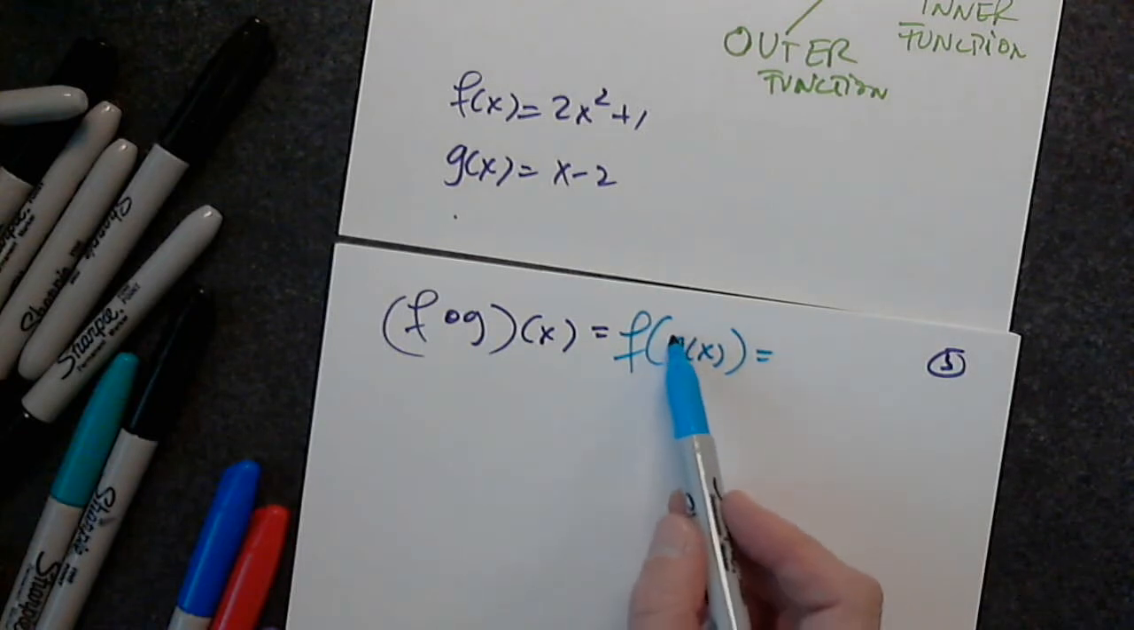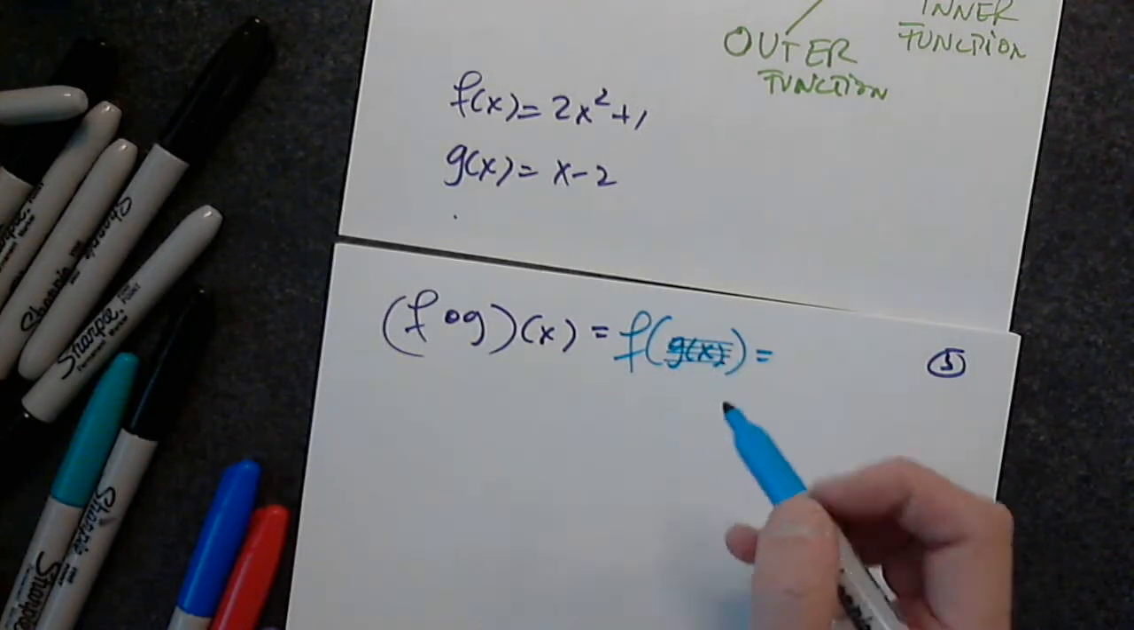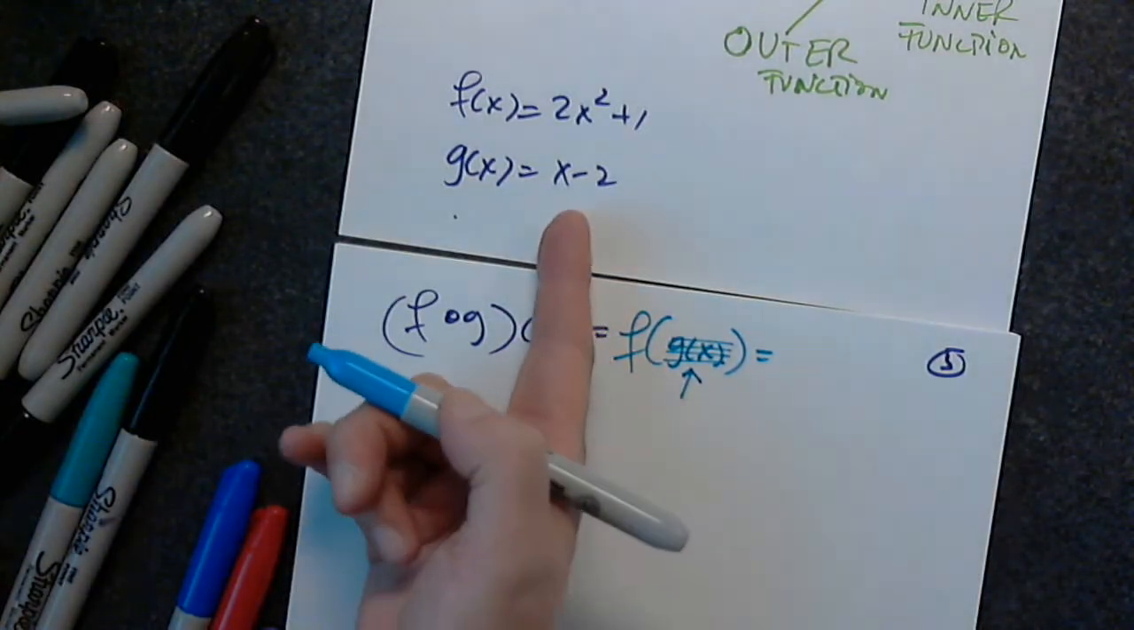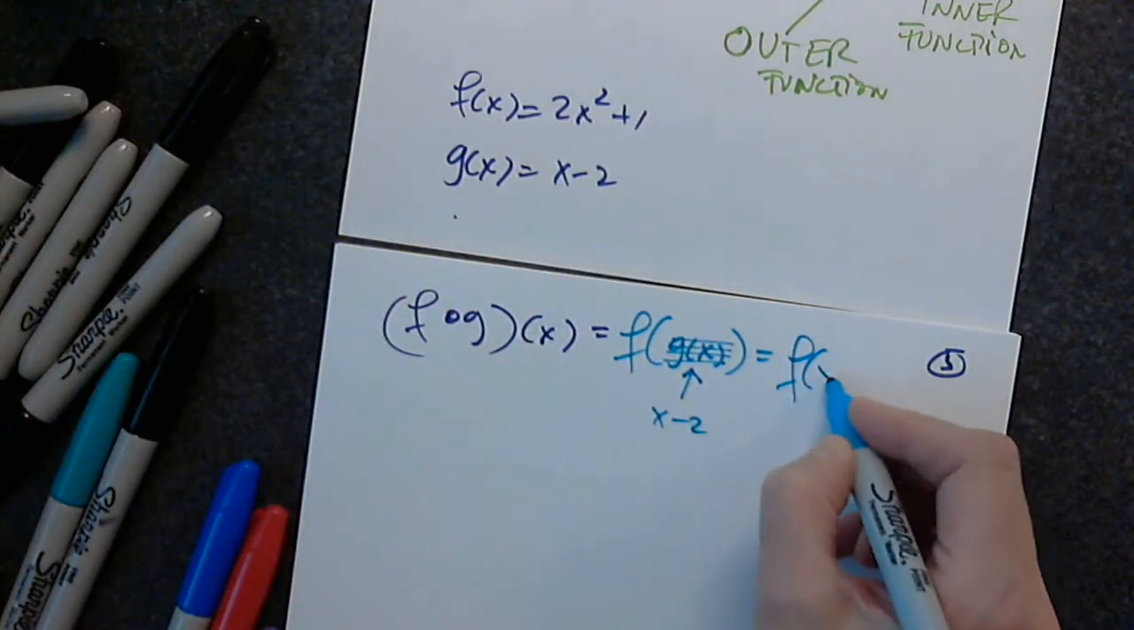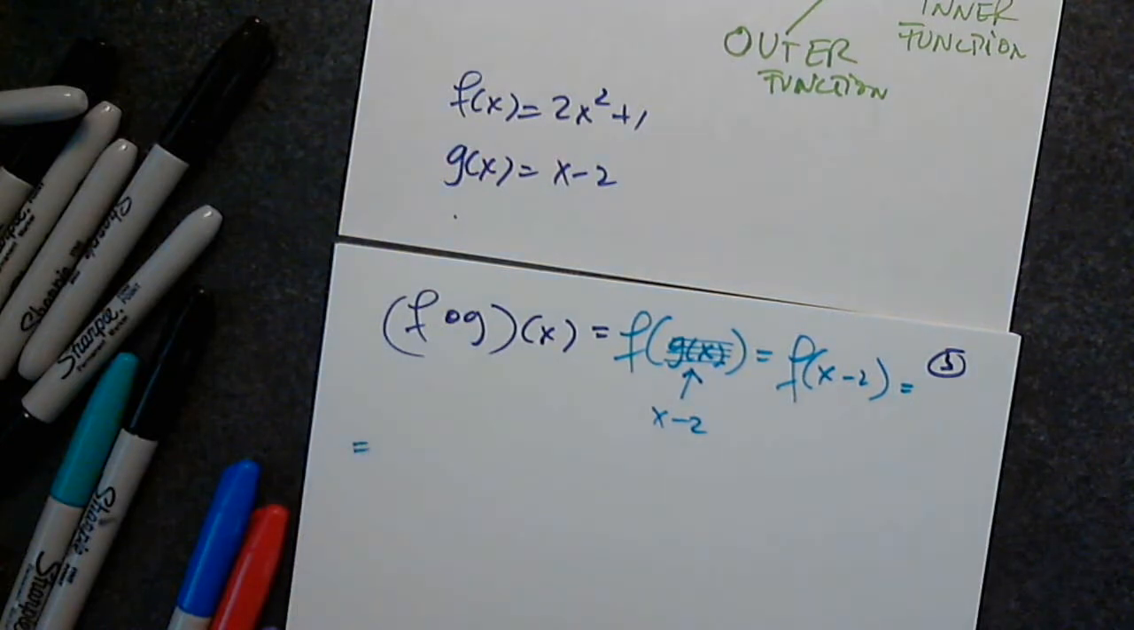We have to replace g of x by what it equals, which is x minus 2. So then this is f of x minus 2. Sometime a few weeks ago, we discussed this kind of situation, right? And you had that on the test.